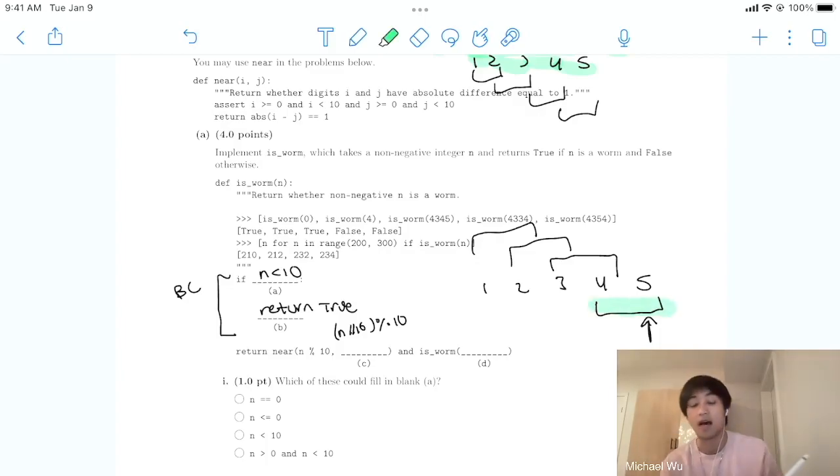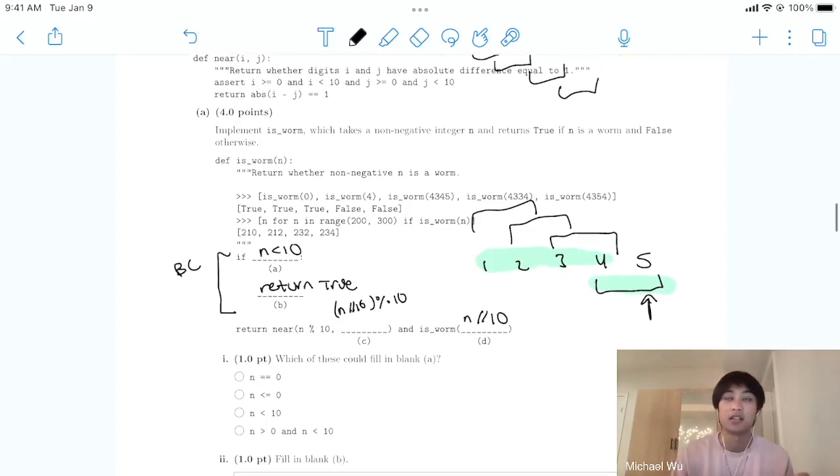It compared the last two digits of n, and now we need to recursively call isWorm to check all of the other digits excluding the last digit. So what this is essentially is a call to isWorm on n floor divided by 10. Okay, so that should be it.